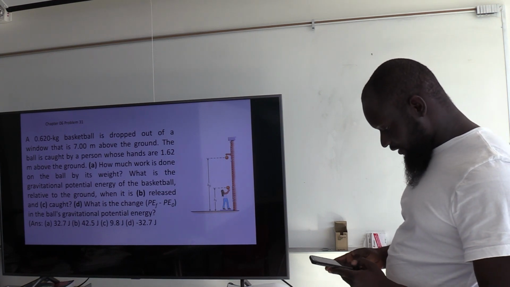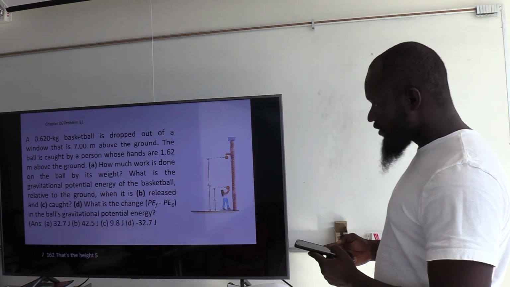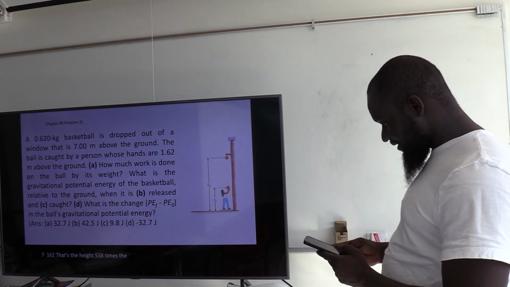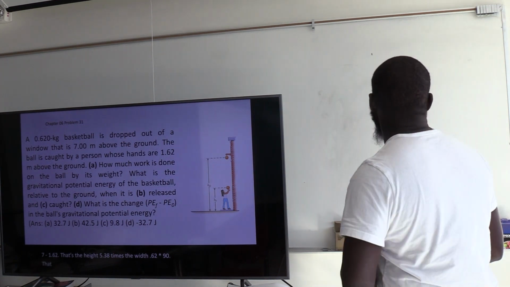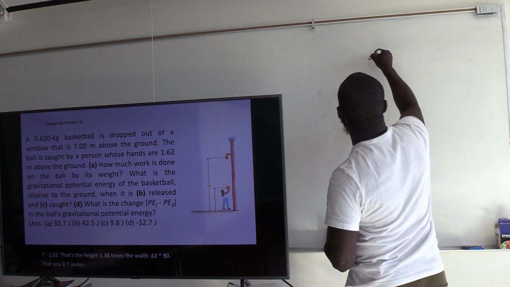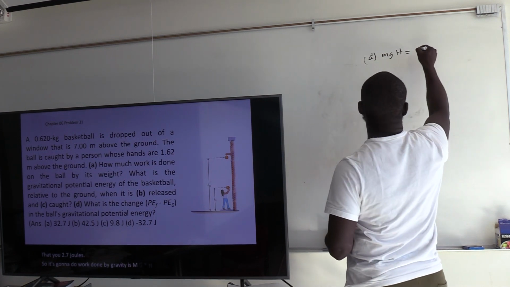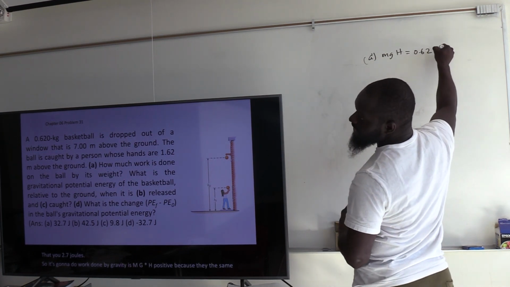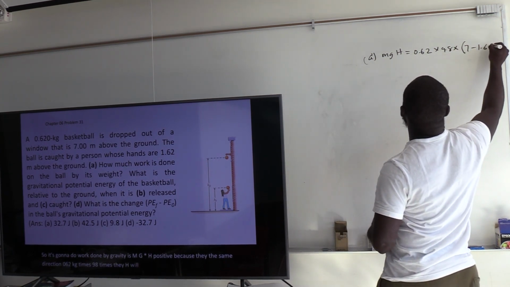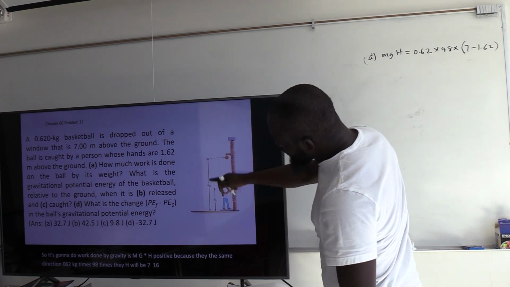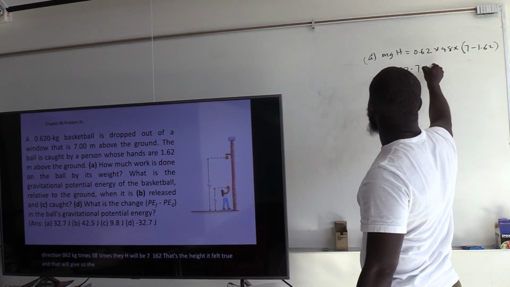Seven minus 1.62, that's the height, 5.38 times the weight, 0.62 times 9.8. 32.7 joules. So work done by gravity is mg times h, positive because they're in the same direction, 0.62 kilograms times 9.8 times the h will be 7 minus 1.62. That's the height it fell through, okay? And that will give us the exact answer, that is 32.7 joules.